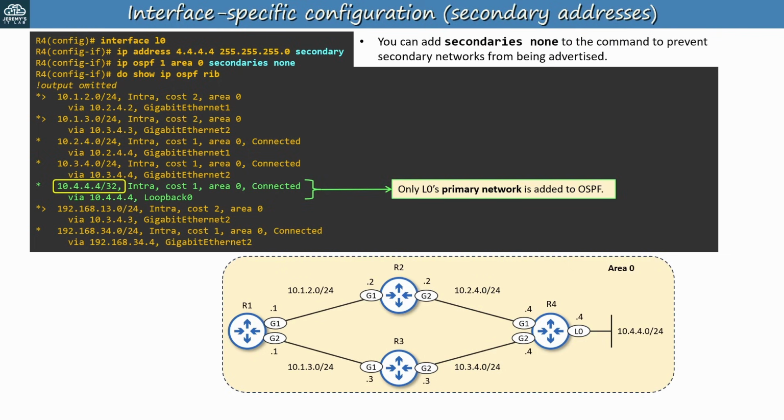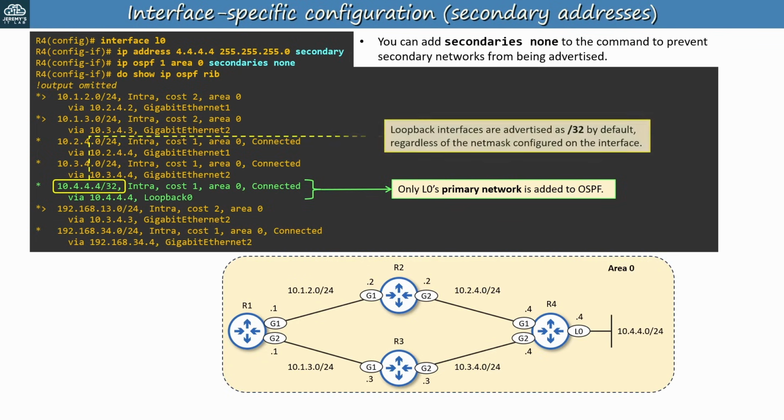As a side note, let me point out that the loopback was added as 10.4.4.4/32, even though the net mask on the interface is /24. This is the default for loopback interfaces. They're advertised as /32 by default, regardless of the net mask configured on the interface. In a later video, I'll show you how to change that.